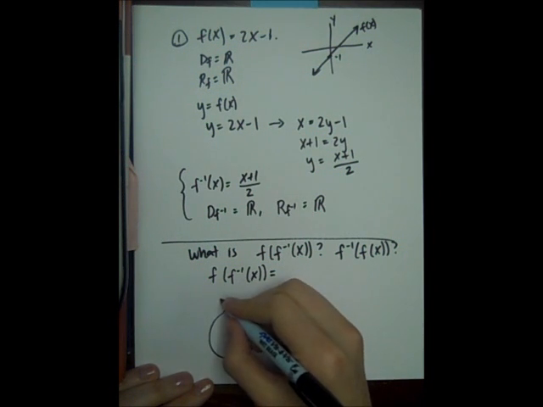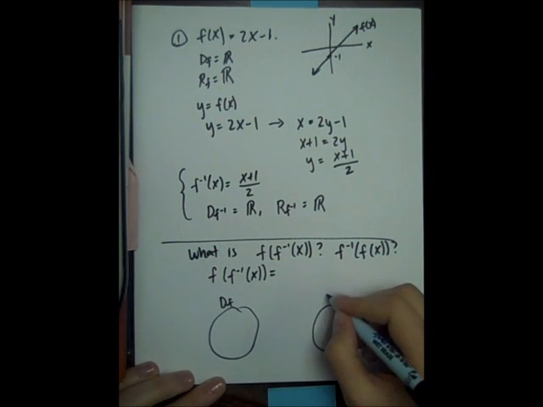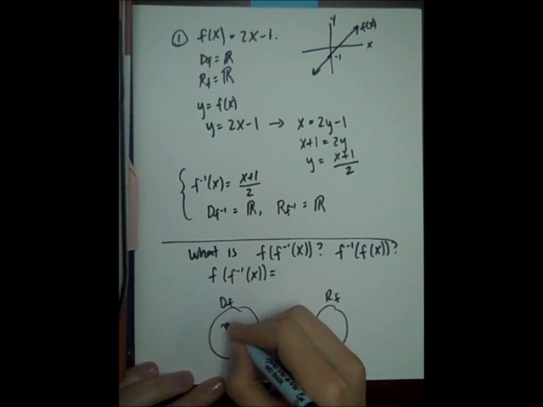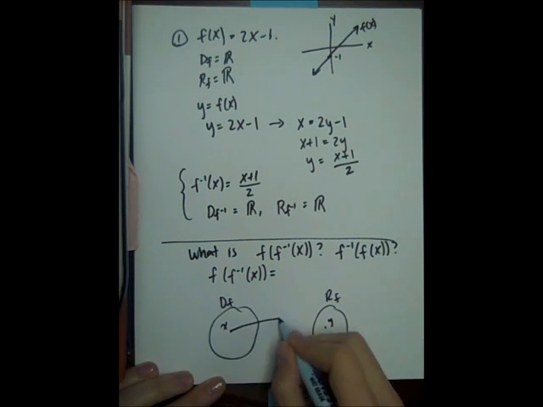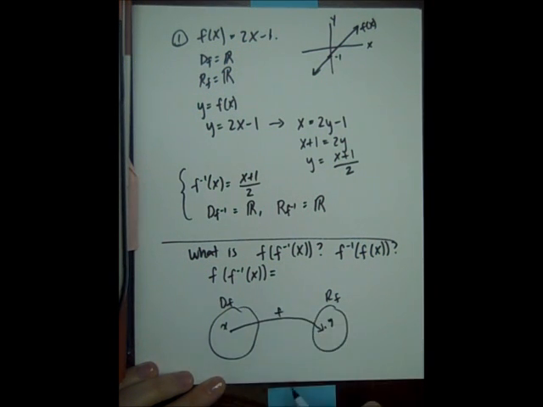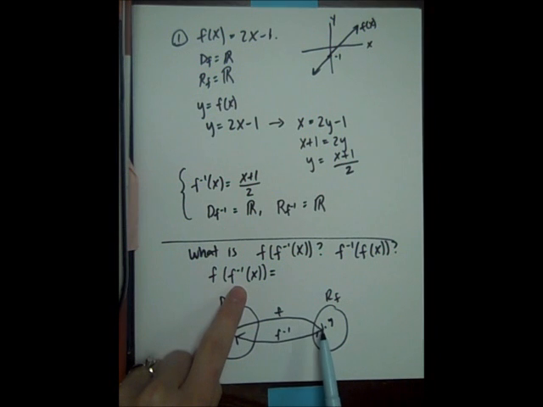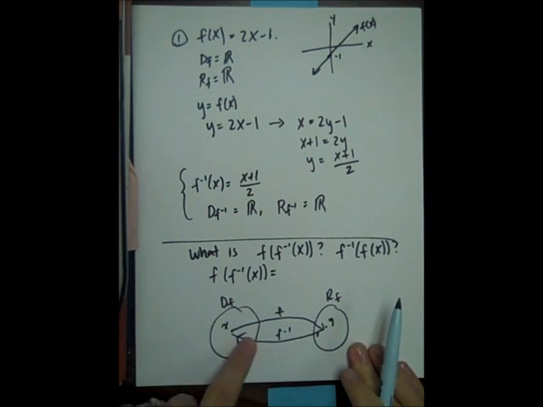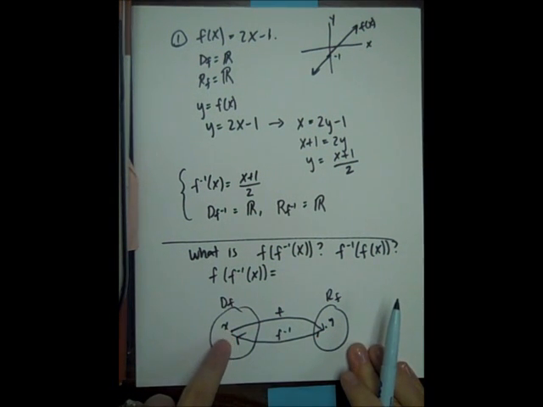So if you think about our picture here, this was the domain of f, here's the range of f, here's my x, here's my y. F took me here, f inverse took me back. So this is saying start with f inverse. So I'm starting over here and I go back to x. Now I do f, and I'm back to where I started.